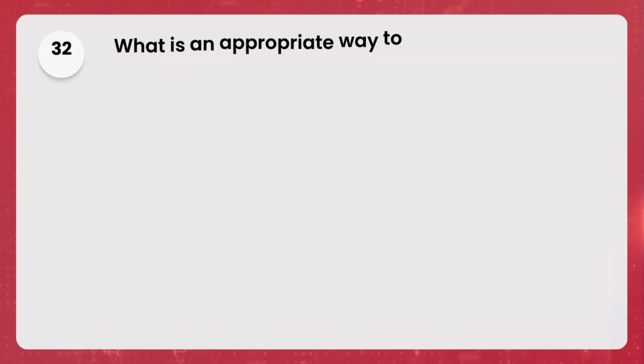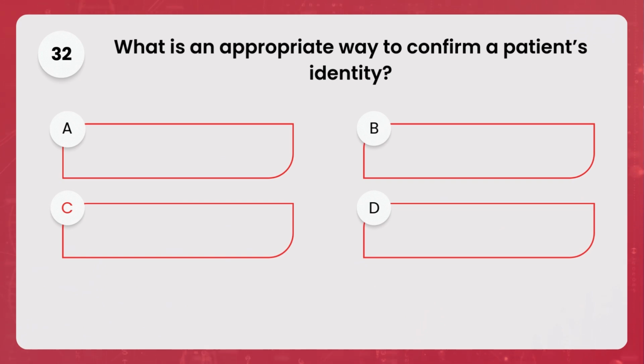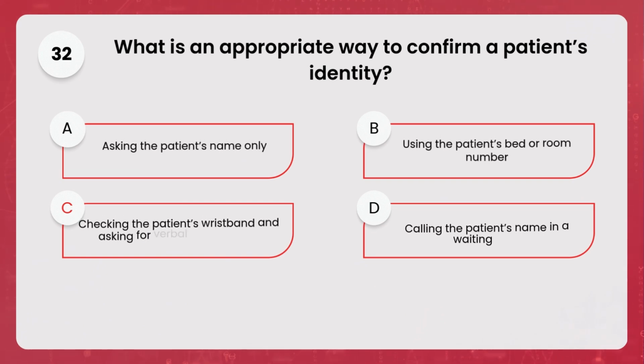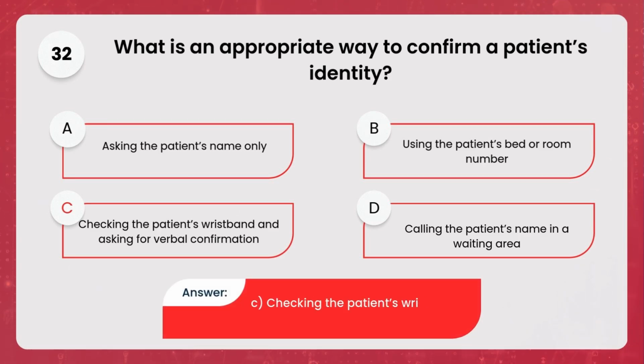Number 32. What is an appropriate way to confirm a patient's identity? A. Asking the patient's name only. B. Using the patient's bed or room number. C. Checking the patient's wristband and asking for verbal confirmation. Or D. Calling the patient's name in a waiting area. The answer is C. Checking the patient's wristband and asking for verbal confirmation.